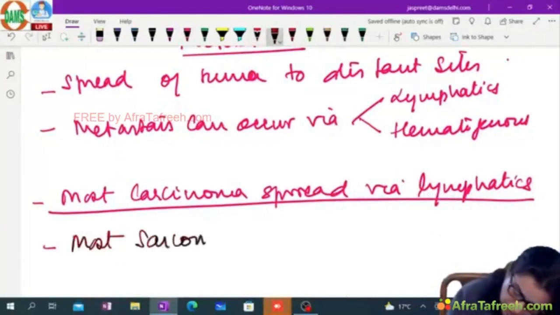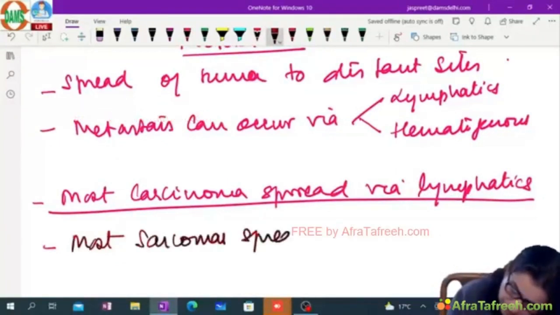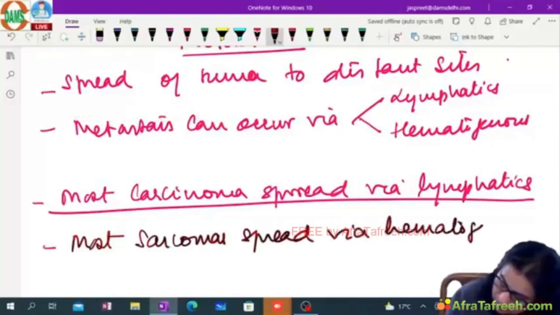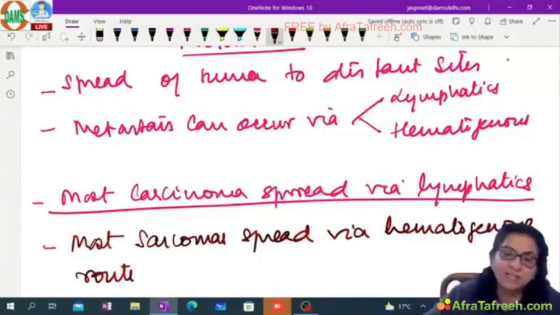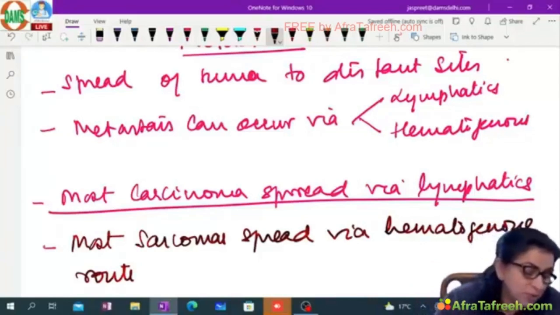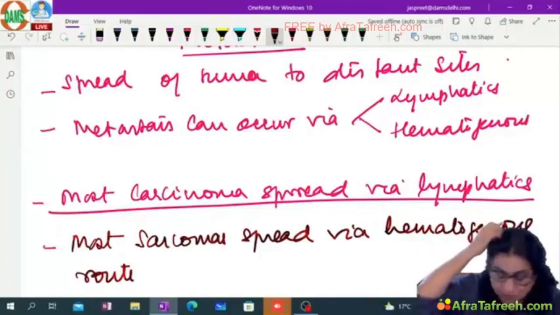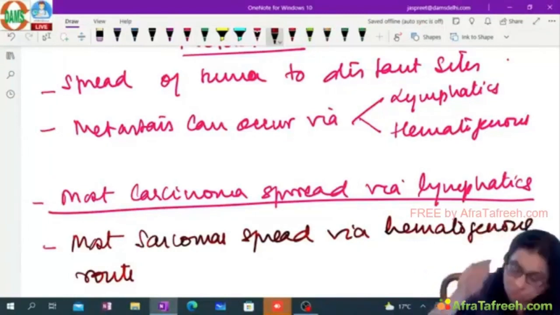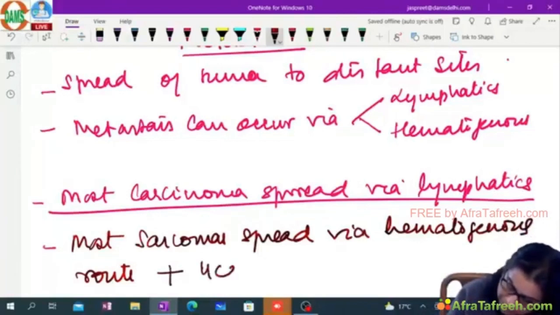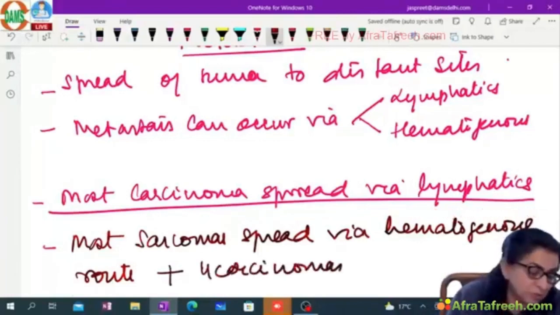Most sarcomas spread via the hematogenous route. Carcinomas, by and large, like to spread via the lymphatic route. Now, there is some exception. There are 4 carcinomas also that prefer a hematogenous route.